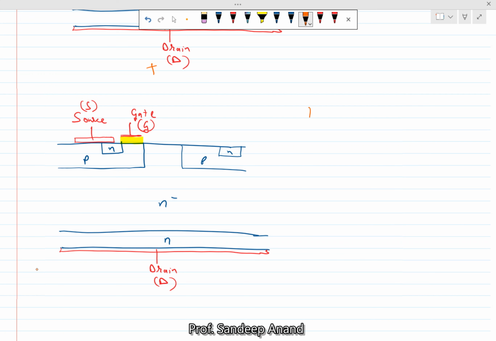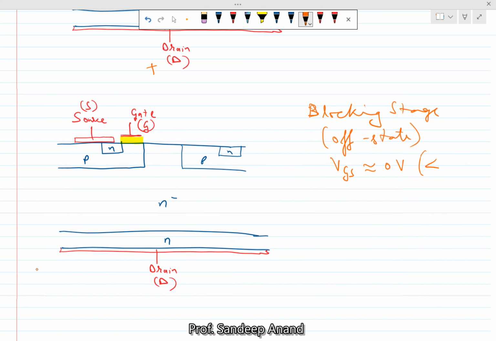So in the blocking state, or essentially when the device is in the off state, in other words, when V gate to source is, let's say, equal to 0 volt, or anything less than the threshold voltage, in that case, you have this depletion region which is formed between the N minus and P region, right? So this is the depletion region which gets formed.